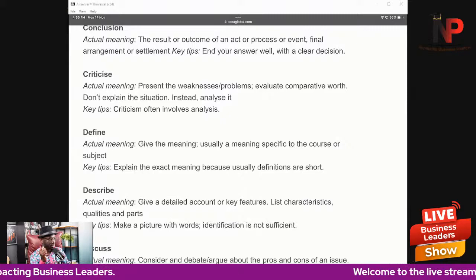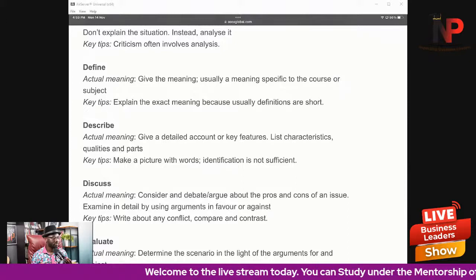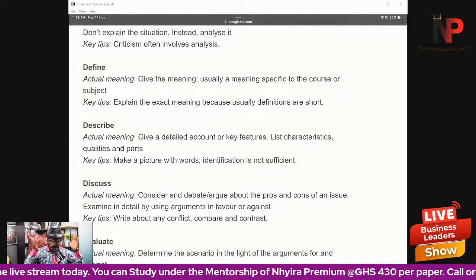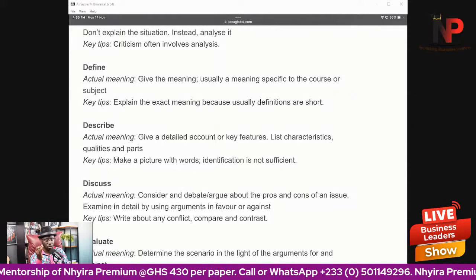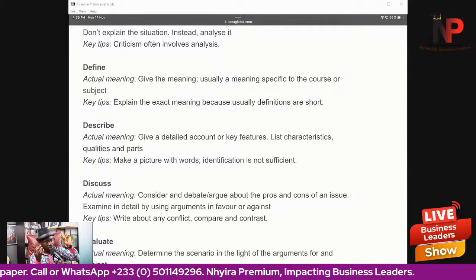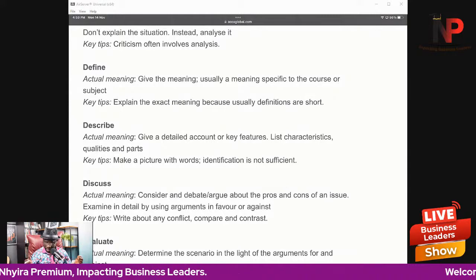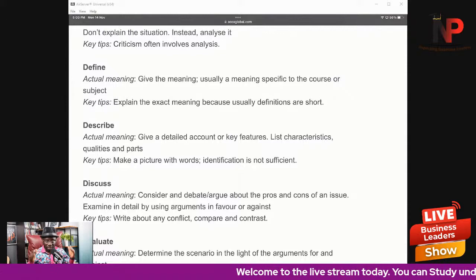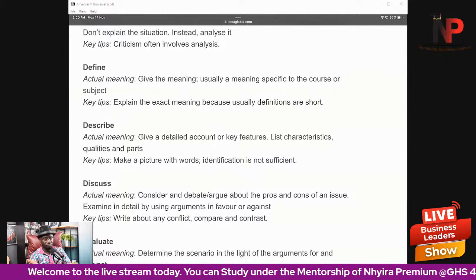Next one, define. To define simply means you give the meaning, usually a meaning specific to the cause. You have to be specific. That is what it means to define. You give the specific meaning for the thing. So it means you explain the exact meaning, because usually definitions are short. Define the exact meaning.